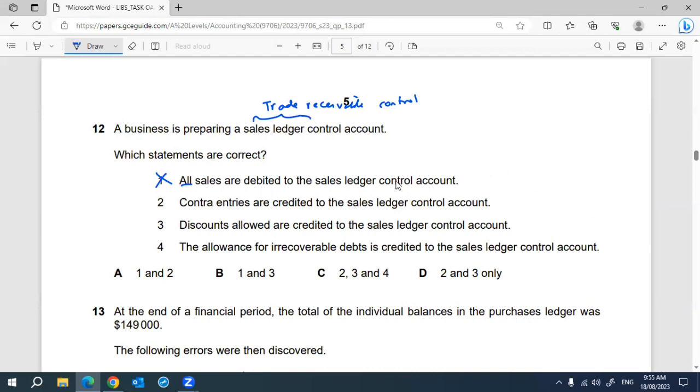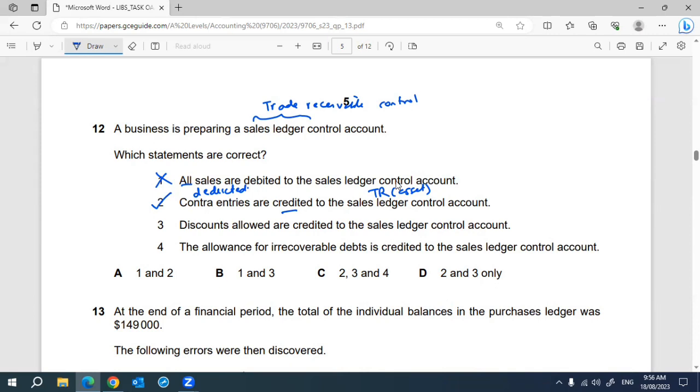Next, contra entries are credited to the sales ledger control account. Now, contra entries are always a deduction. So since you are mentioning sales ledger control account, which is a trade receivable account, which is an asset account, to deduct means you would have to enter on the credit side. So this is true.